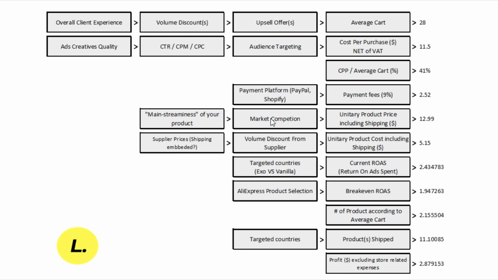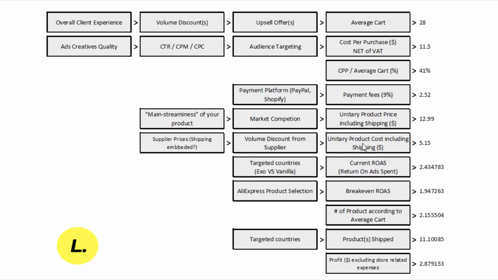The mainstreaminess of your product. So it's basically, is it a mainstream product? Can I find your product on Walmart? Can I find your product in a shop across the street? This is very important. So you have to make sure that this is preferably a product that they cannot find somewhere else, or at least they think so.